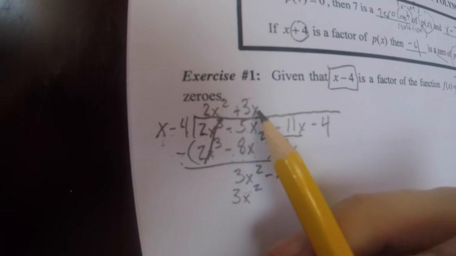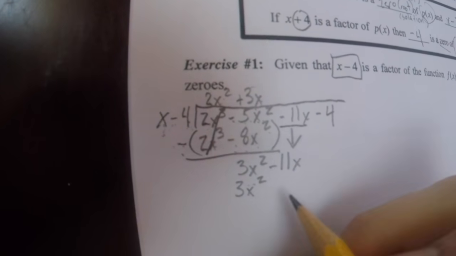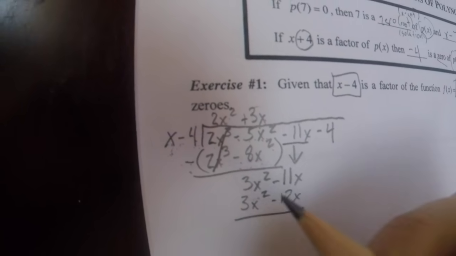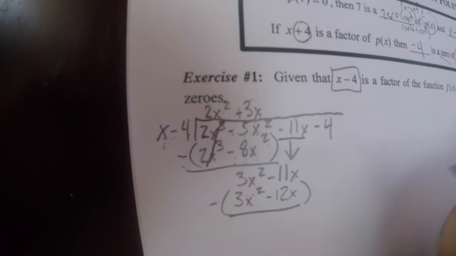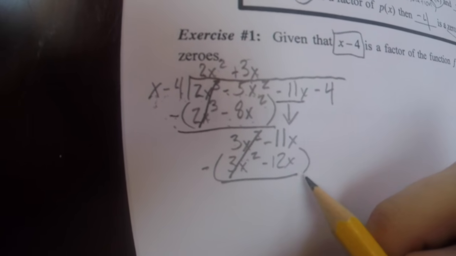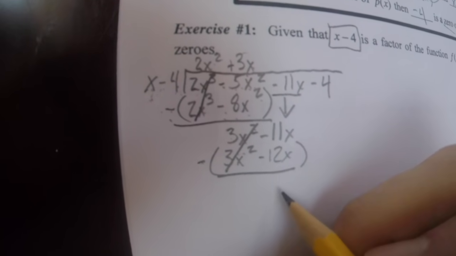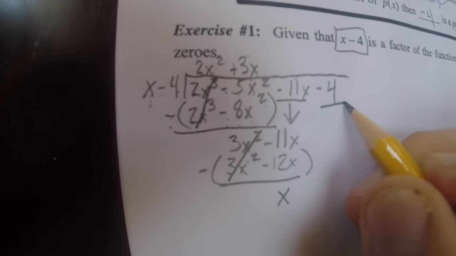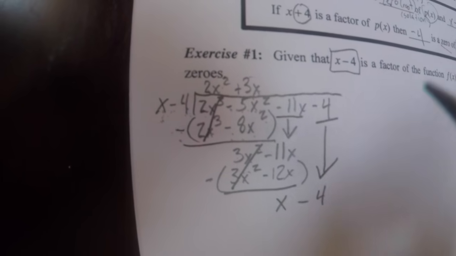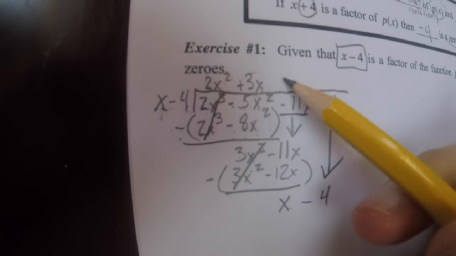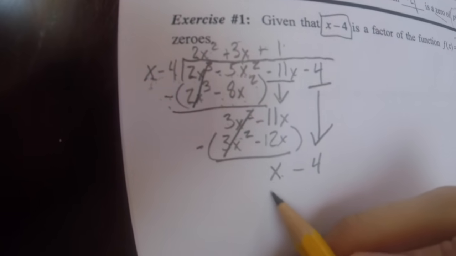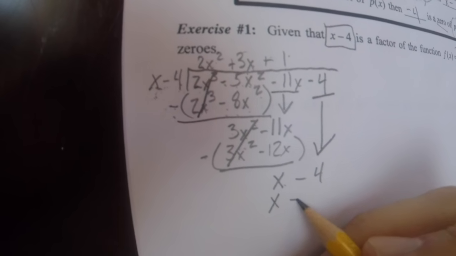Awesome. And then we just multiply this times this, 3x times negative 4, and I get negative 12x. Okay, remember I'm subtracting this whole thing, so 3x squared minus 3x squared cancels. Negative 11x minus negative 12x, that's really plus 12x, which is just x. Bring down this guy, negative 4. Okay. Now, what am I multiplying x by in order to get x? 1. 1 times x is just x. 1 times negative 4 is negative 4.